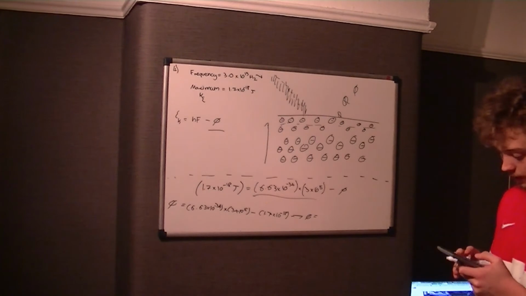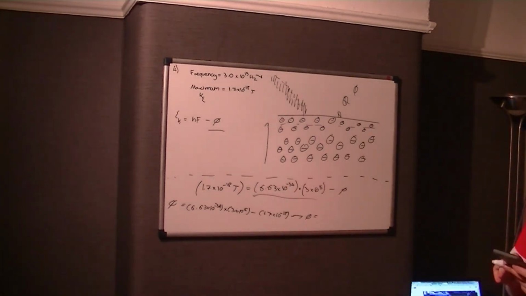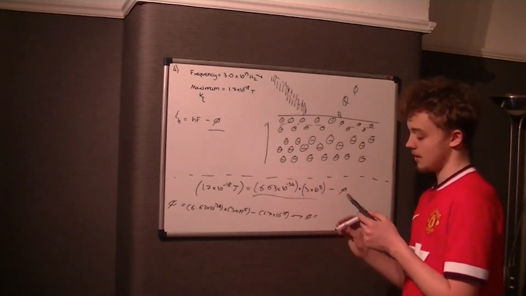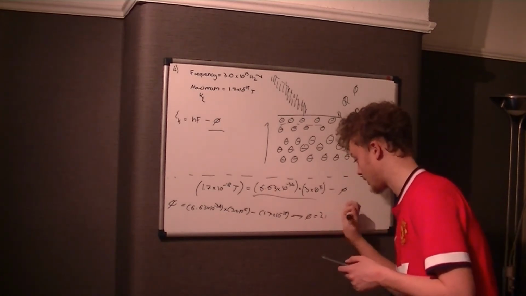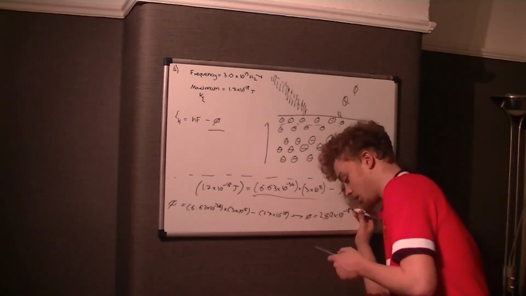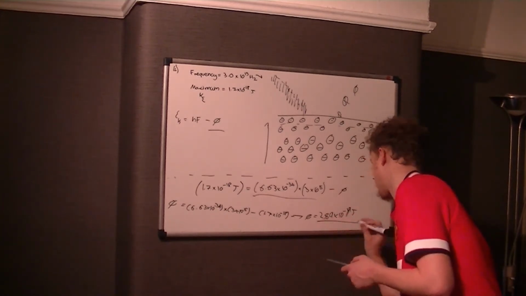That gets you 1.989 times 10 to the minus 18, and you take that away from 1.7 times 10 to the minus 18, so you put that as an answer, take away 1.7 times 10 to the minus 18, and you should get an answer of 2.89 times 10 to the minus 19. Or 2.9, I just leave it 2.89 times 10 to the minus 19. Now remember, that's in joules, so we've got to convert it into electron volts.